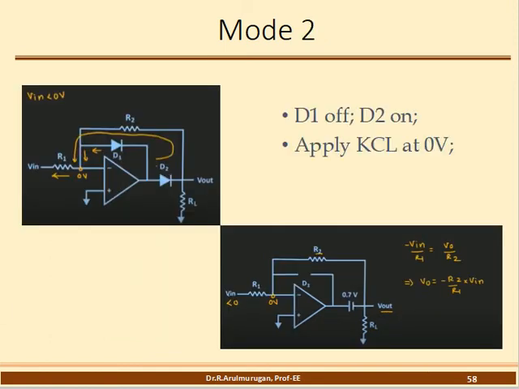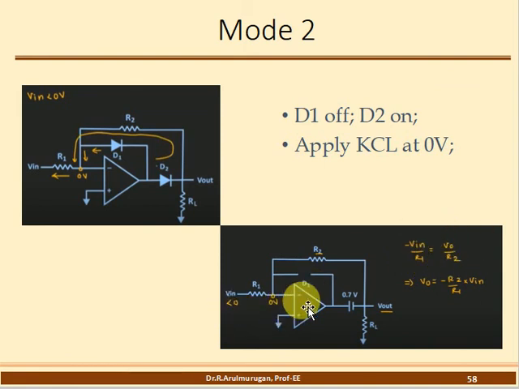Now the mode 2 condition. Here the equivalent circuit diagram is shown. In mode 2, diode D2 is conducting and D1 is an open switch. The output V0 is the input multiplied by the ratio of these two resistances, R2 divided by R1. When you apply KCL at the 0 voltage node, I have written the KCL value for this mode. So the input, what about the input?